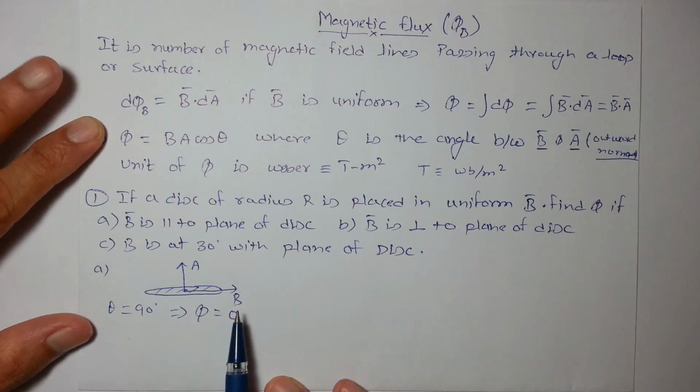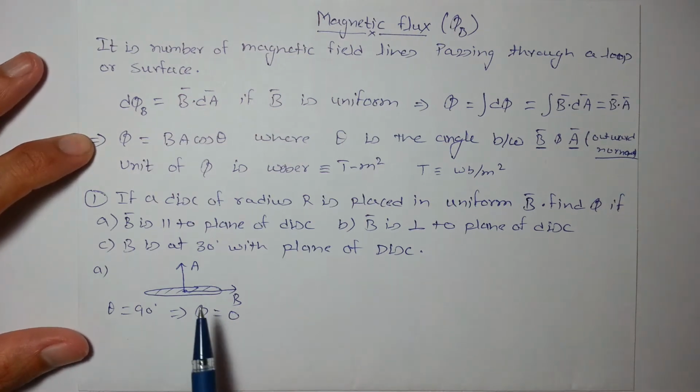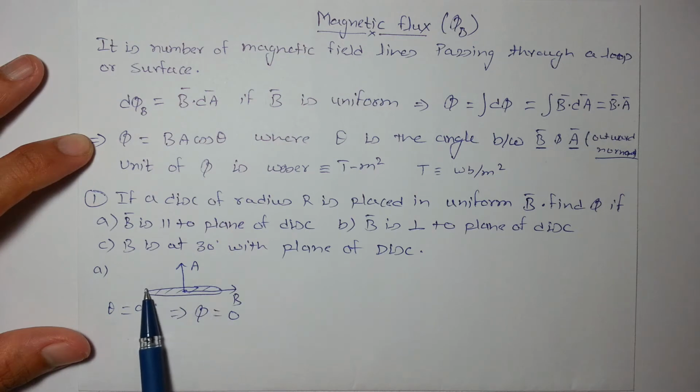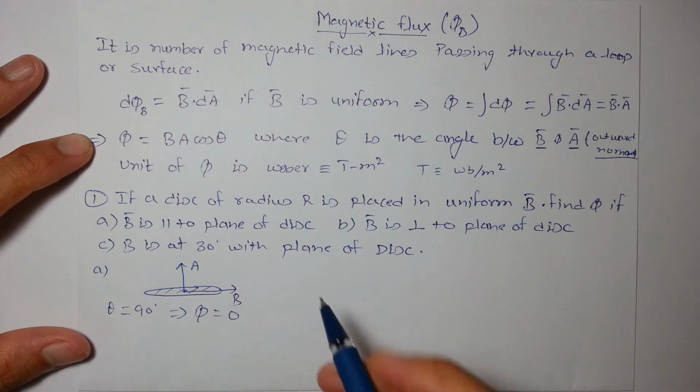You can also see it by a simple logic: assume the field as light rays. If those light rays are parallel to the sheet, they will not be able to cross the sheet. They will not be able to penetrate through the sheet, so no field lines will pass through the sheet as they are parallel to it, so the flux will be 0.